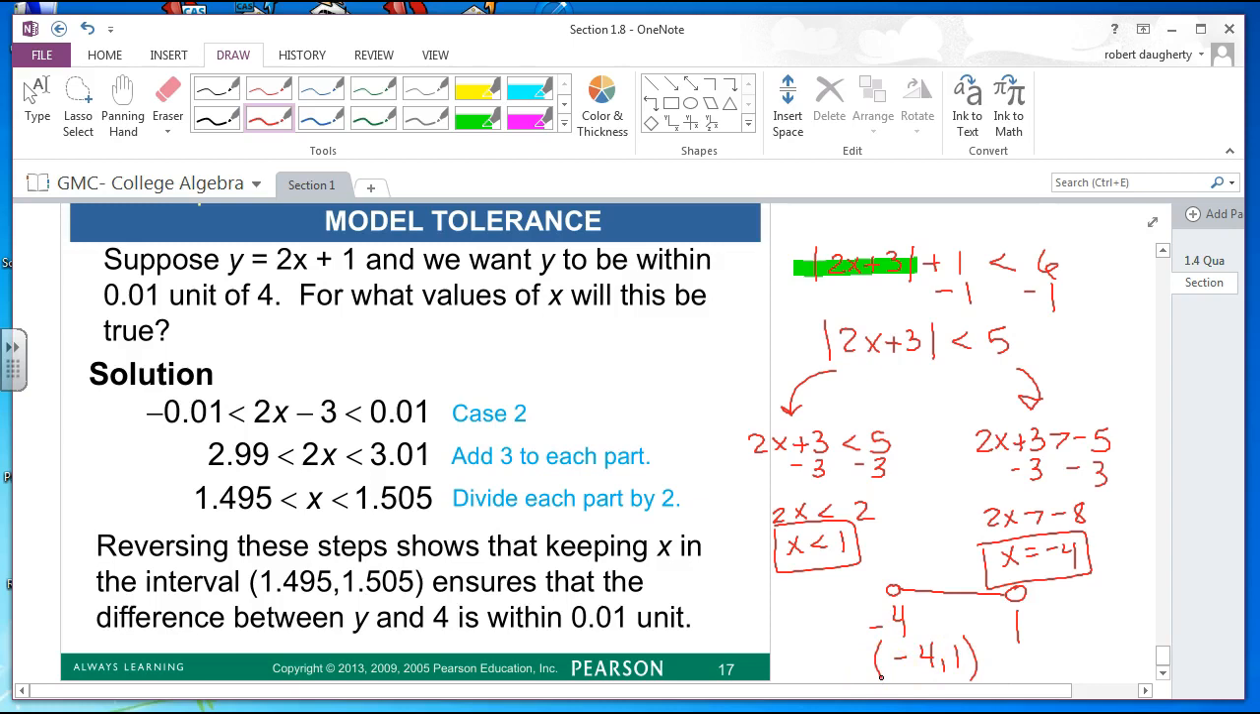So this is 1.8. This is the last section that you have, and the next time I see you is the unit test over all of Unit 1. So you've got homework from 1.5, 6, and 7 from last night, and then this homework from 1.8, short quiz on 1.8, and then we have our unit test the next time I see you.